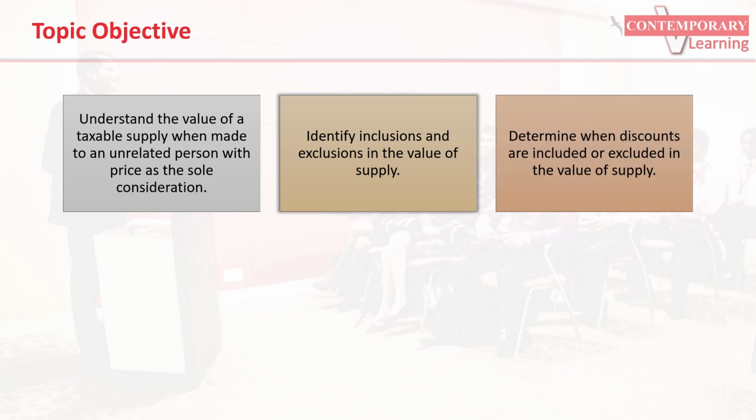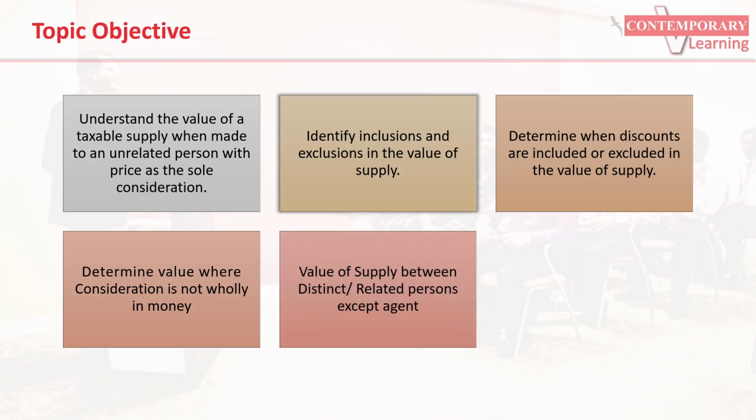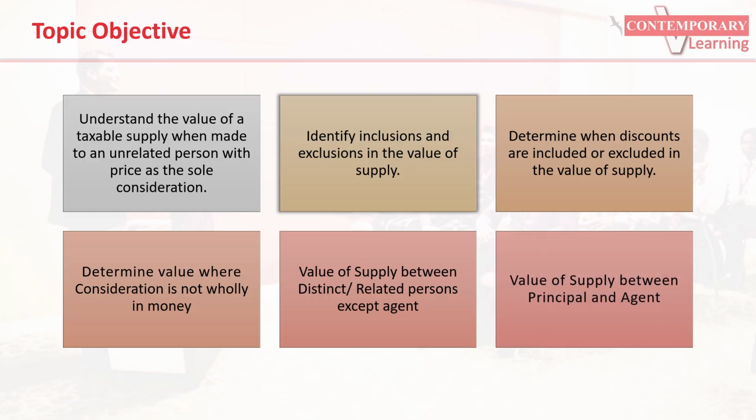Third, we'll determine when discounts can be included or excluded from the value of supply. Discounts have specific conditions that must be met. Fourth, we'll learn how to determine value when consideration is not wholly in money. Think of barter transactions or part exchange deals. Fifth, we'll explore the valuation rules for supplies between distinct or related persons, excluding agent relationships. And finally, we'll understand the special valuation rules that apply between principal and agent relationships.